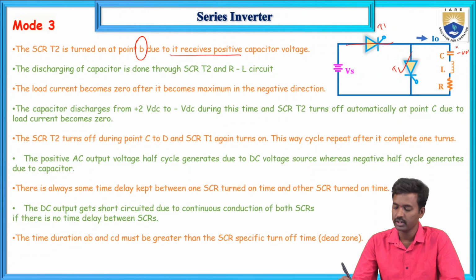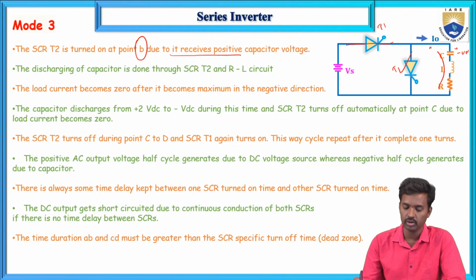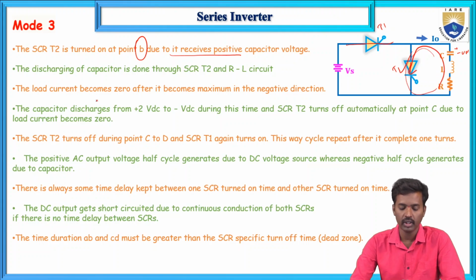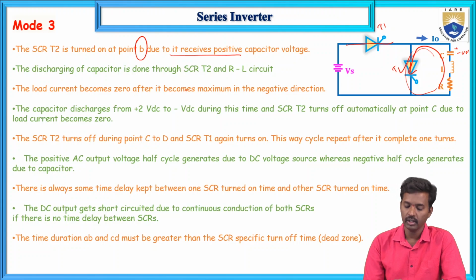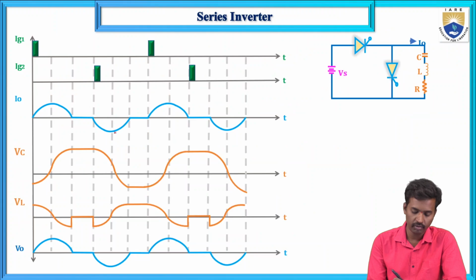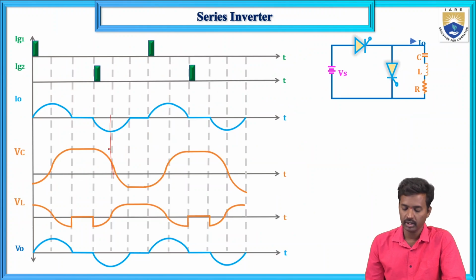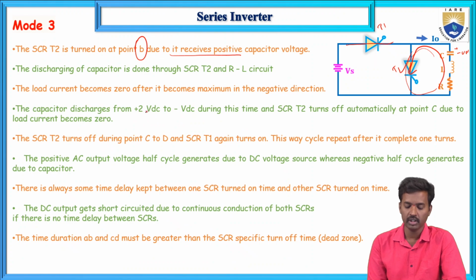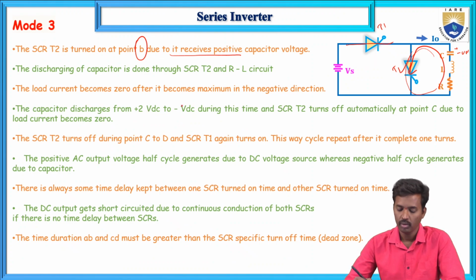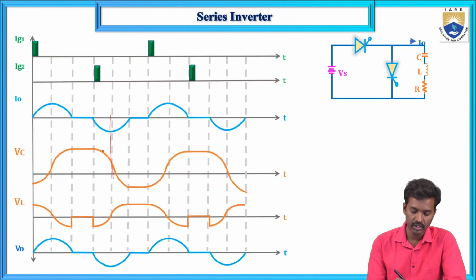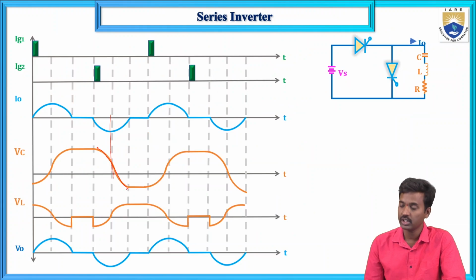Previously it is minus VDC. So now here it receives the positive voltage, that is 2 VDC, and it discharges through this T2 and this RL, and the load current becomes 0. Then it becomes the negative direction. When it becomes 0, it is a maximum value. Next, the capacitor discharges from 2 VDC to minus VDC.